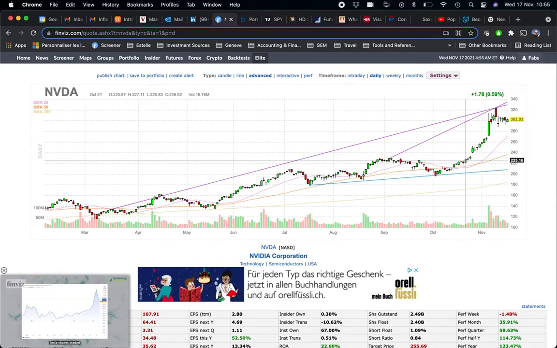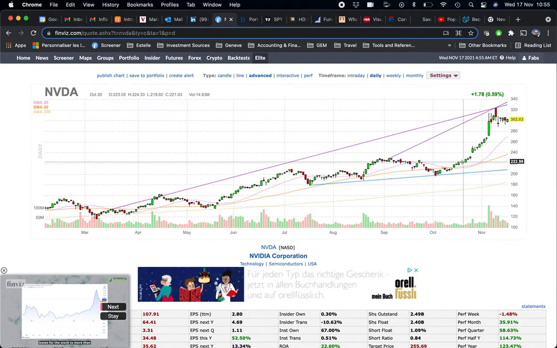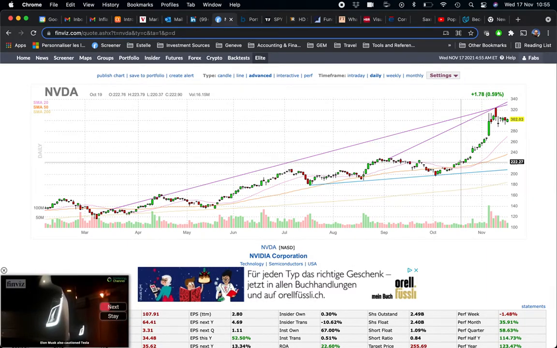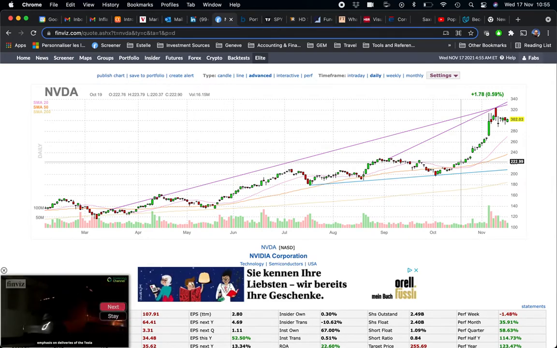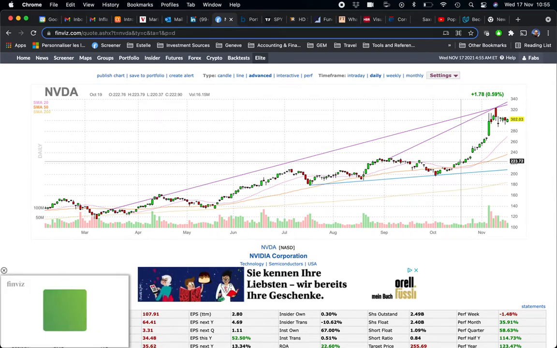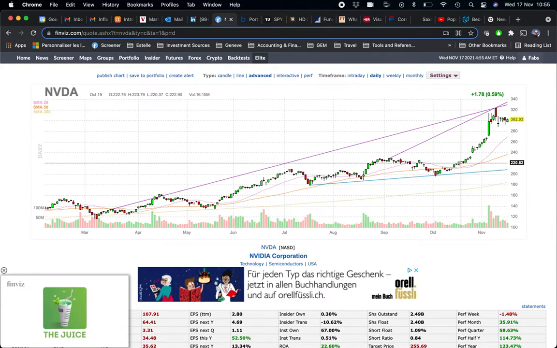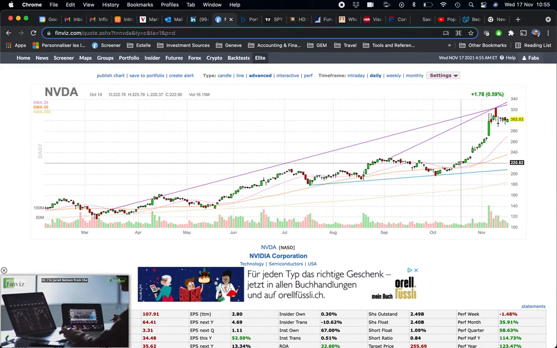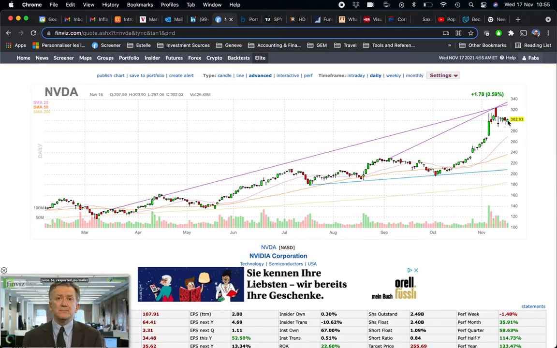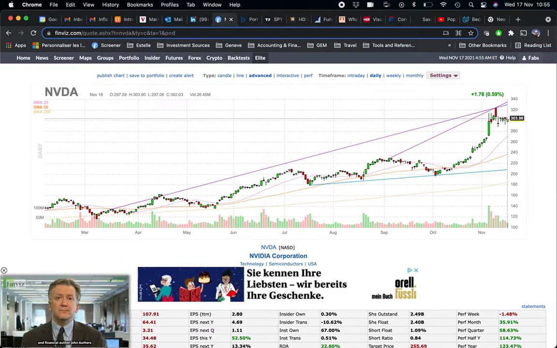So imagine that you bought NVIDIA on the 18th of October, right? You paid $220, and you now have a profit of more than 35%.